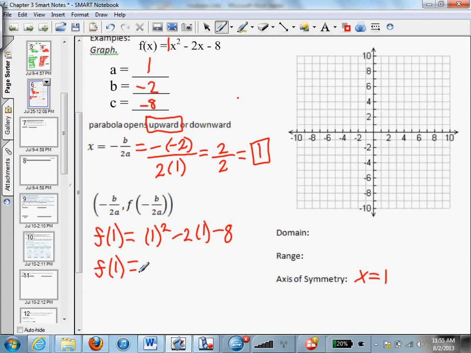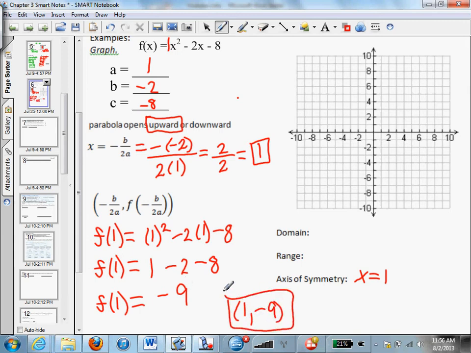F of 1 is just going to be 1 squared is 1, minus 2 times 1, minus 8. So if we go through and simplify all of that, you're going to have just a negative 9. So that makes the coordinate pair 1, comma, negative 9. So 1, comma, negative 9. There's that point right there.